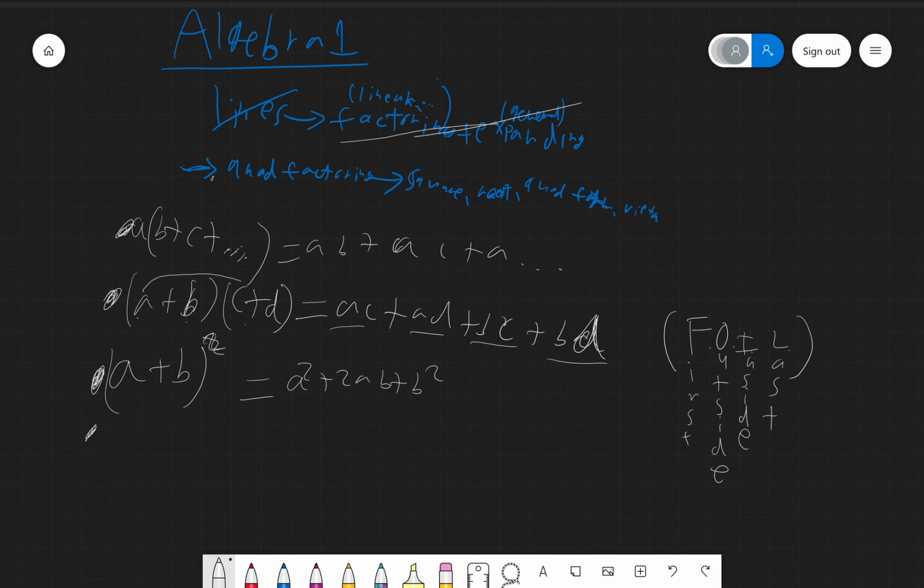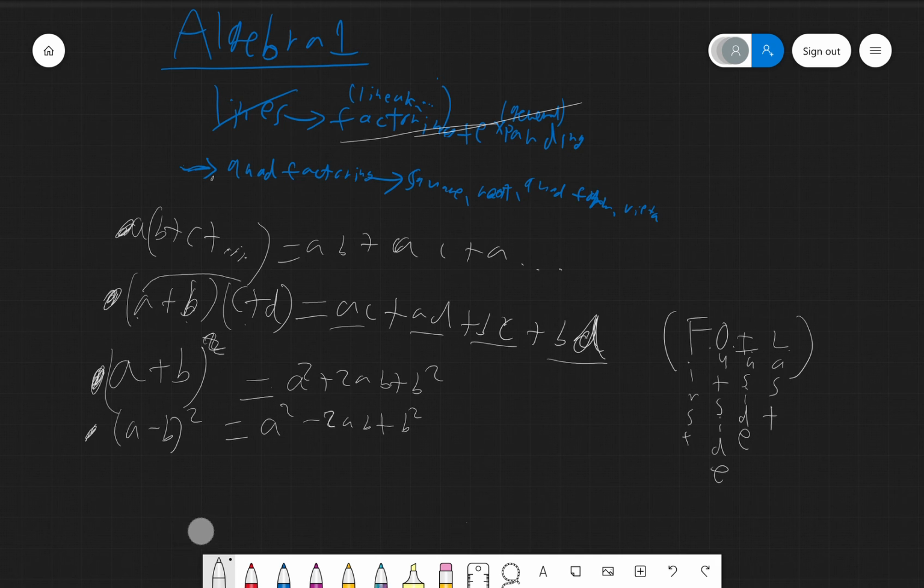Now, if we had (A minus B) whole squared, we just plug in a negative B. So that means we're going to have A squared, but not plus, because B is negative now, this becomes negative: minus 2AB plus B squared. It's not going to be minus B squared, because minus B times minus B is B squared. Remember, because negative 3 times negative 3 is 9. We're going to talk about that later in the last episode or video or whatever.